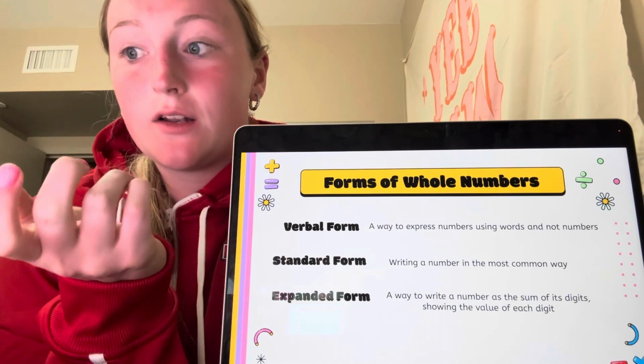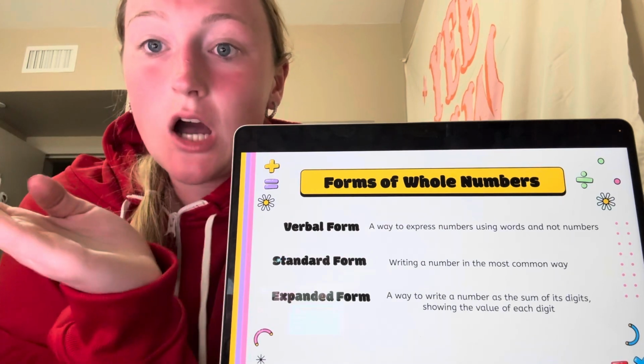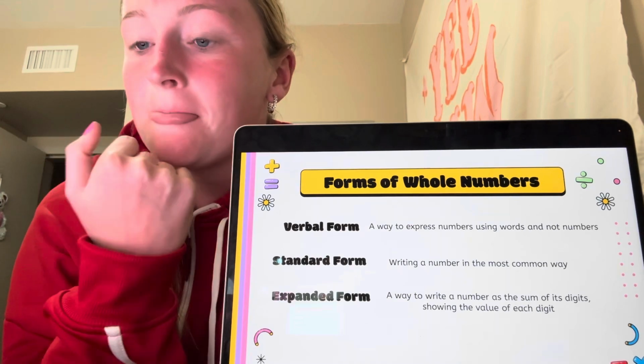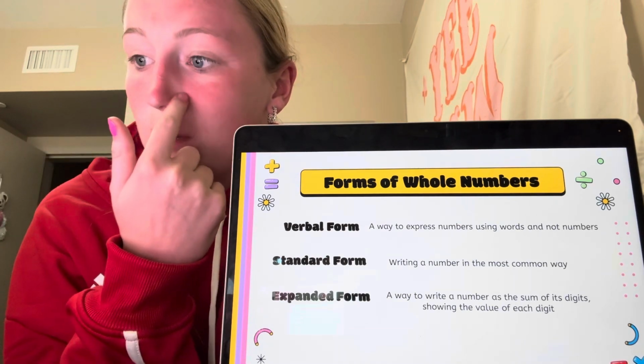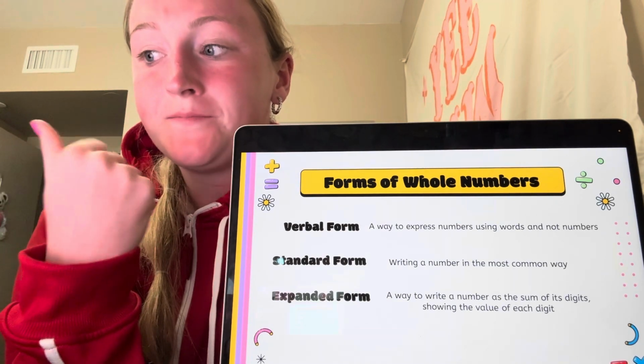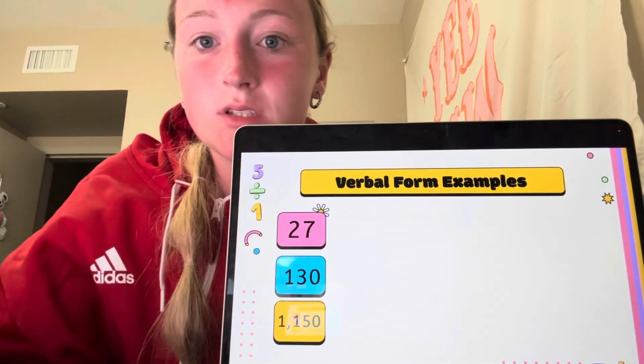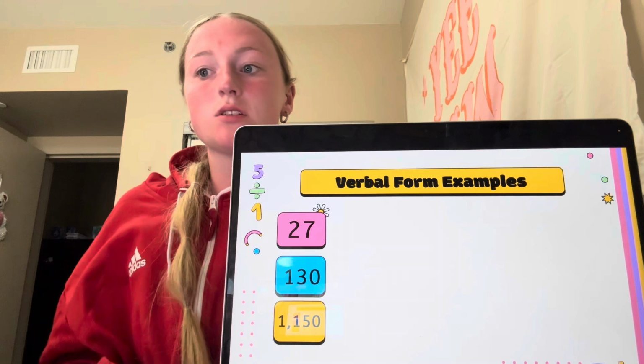The next form is standard form, which is just writing a number in the most common way. So you would just write it out how you see it. The last form is expanded form, which is a way to write a number as a sum of its digits, showing the value for each. So now we're gonna jump into some examples.